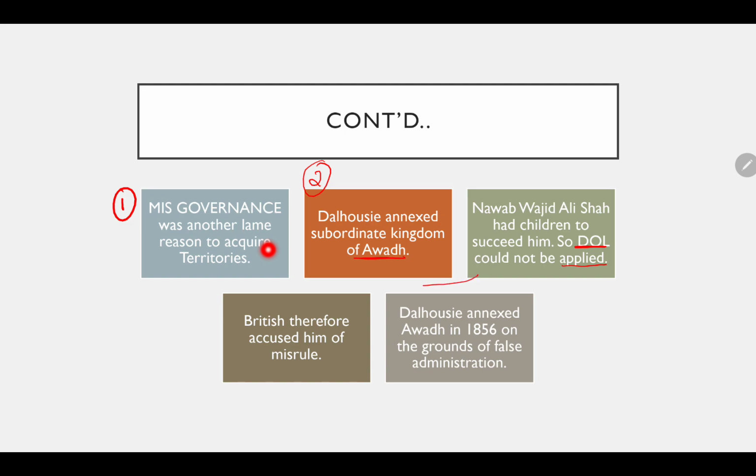But the British accused Nawab Wajid Ali Shah of misrule, and Dalhousie annexed Oudh in 1856 on the grounds of false administration. They said that the province of Awadh was not running well, and that the administrative setup was not performing well, and so forth. They said different kinds of things. Then ultimately Dalhousie annexed it in 1856.